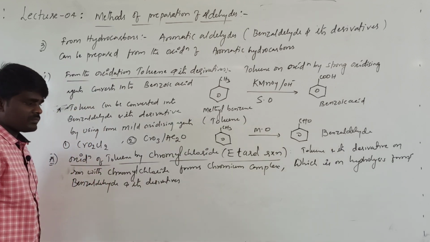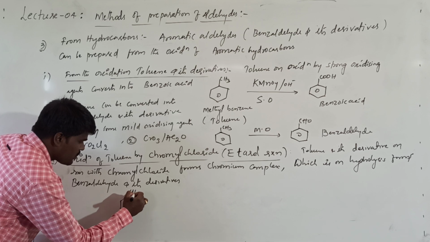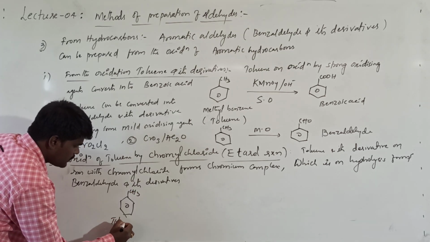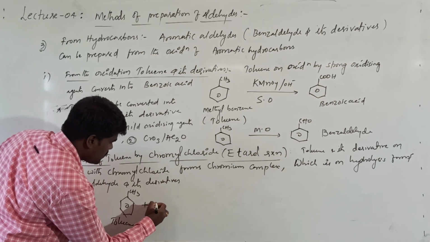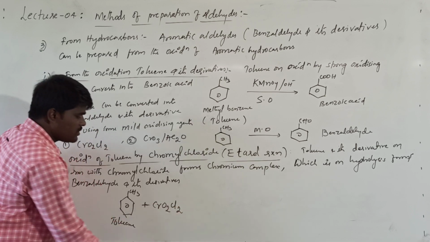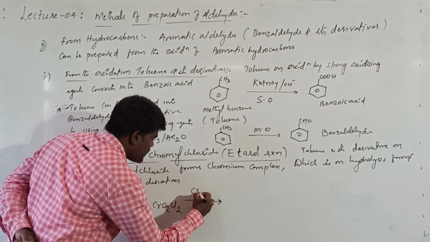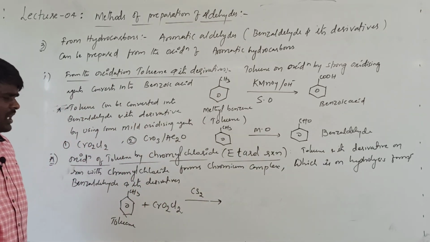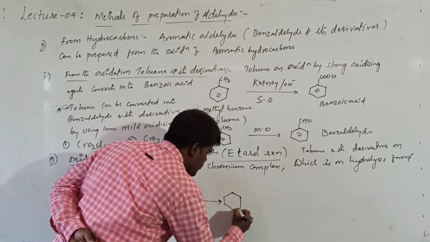Let us see. What is meant by toluene? Methyl benzene is called toluene. When toluene is treated with chromyl chloride, CrO2Cl2, in the presence of any inert solvent such as carbon bisulfide or carbon tetrachloride, it will form a complex which is called a chromium complex.